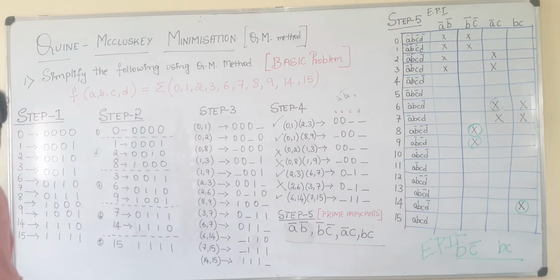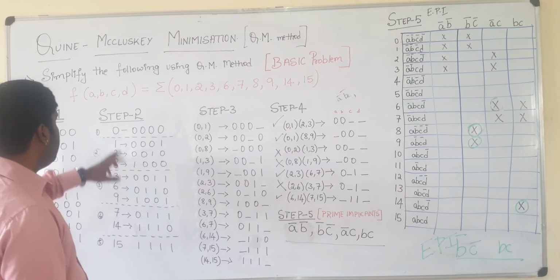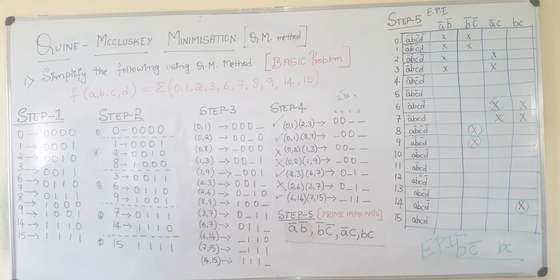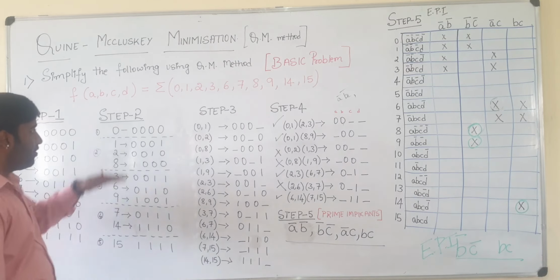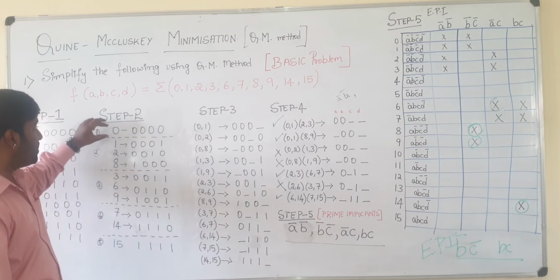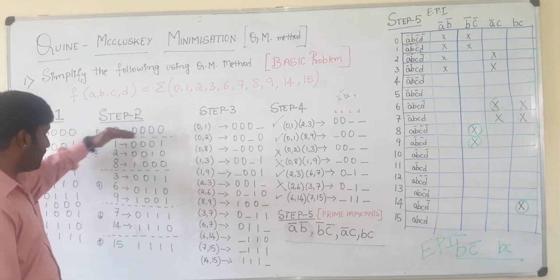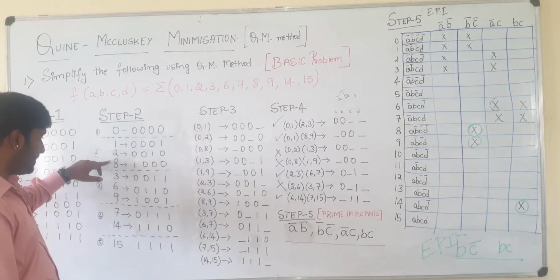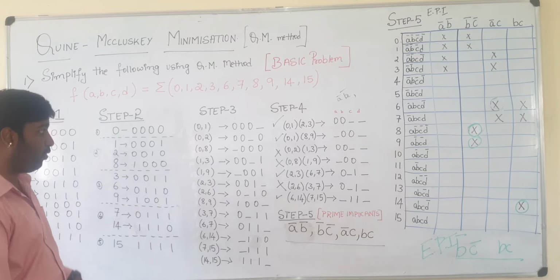So, giving an overview of the QM method, this is the simplest problem. I will repeat it, having a quick glance. This is the given question. In step 1, you write all the numbers in ascending order and their binary values. In the second step, you start grouping depending on the number of ones present. Suppose 0 has no ones, it is the first group. Next, the numbers having a single one, that is the second group. Then 2 ones, 3 ones and 4 ones.